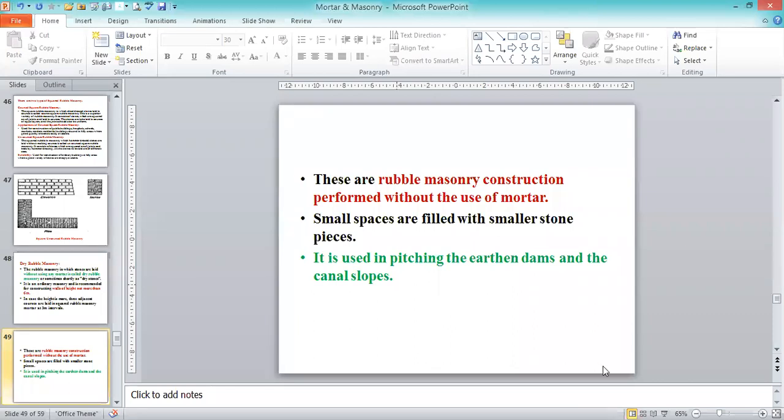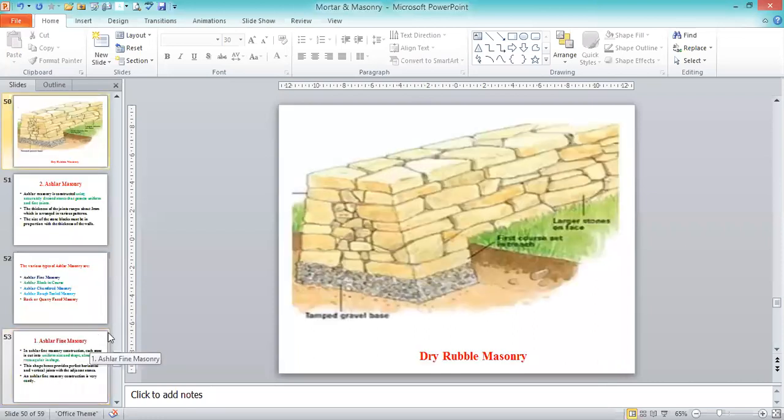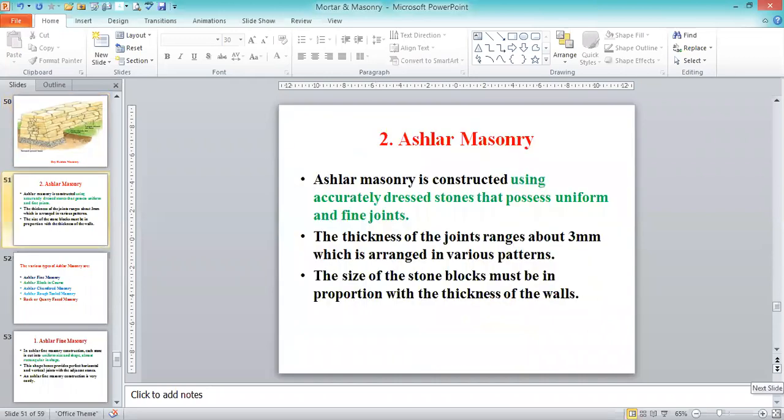Then in this picture we can see dry rubble masonry and understand it easily. For dams, earthen dams, or canal linings, you can see that there is no mortar. We simply insert the stones, and interlocking is provided with different sizes, because the work has to be completed depending upon the interlocking of different sizes. When the arrangement is completed, it is called dry rubble masonry. Then the second part is called ashlar masonry.